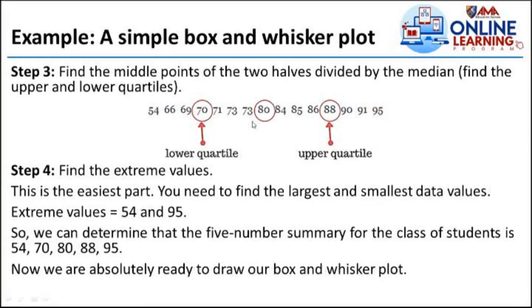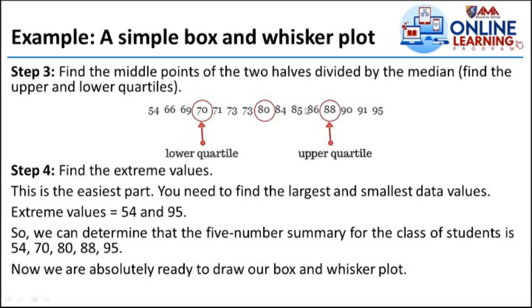So next, step 3, find the middle points of the two halves divided by the median. Find the upper and lower quartile. So, ibig sabihin, pinag-gitna nito from the lower part of the median is 70. So, paano kunin? Kunin natin yung median po niya uli. 1, 2, 3, 4, 5, 6, 7. So, 7 plus 1 is 8 divided by 2. We have fourth. The fourth element is 70. So, that is our lower quartile or quartile 1.